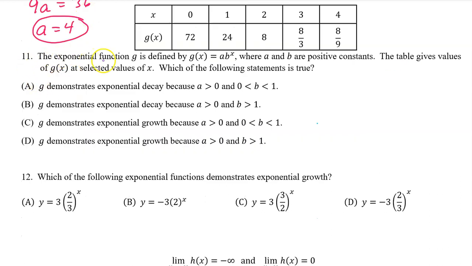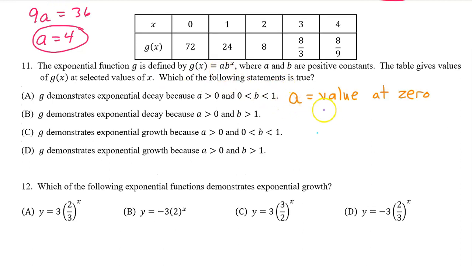Number 11, the exponential function g is defined by g of x equals a times b to the x, where a and b are positive constants. The table gives value of g of x at selected values of x. Which of the following statements is true? The a value is always the value at 0. We are given 0 right here, so that tells us that a is 72.